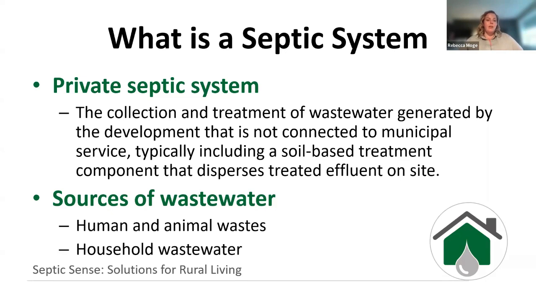The different types of wastewater are human and animal waste, and also household wastewater. So we can design and have systems for all different types of use, whether it's industrial, restaurants, truck stops, work camps, things like that. But tonight we're specifically going to be looking at residential use, single family properties, and what that looks like for your family.